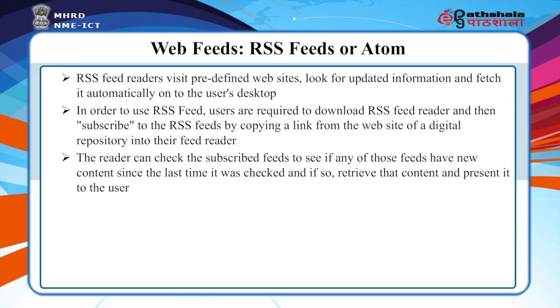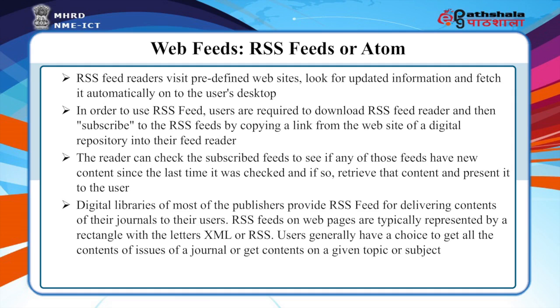The reader can then check the subscribed feeds to see if any of those feeds have new content since the last time it was checked, and if so, retrieve that content and present it to the user. Both RSS and ATOM are supported by most of the feed readers. Digital libraries of most of the publishers provide RSS feeds for delivering contents of their journals to their users.